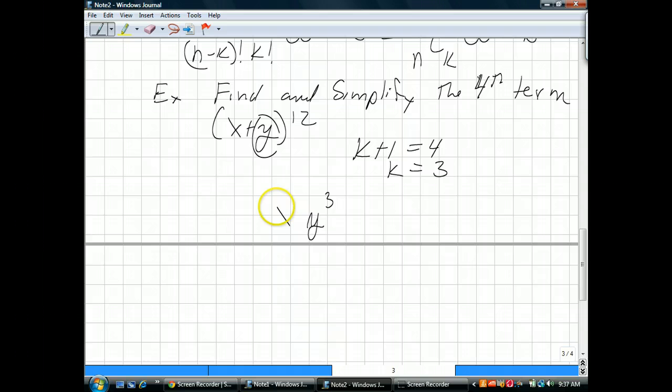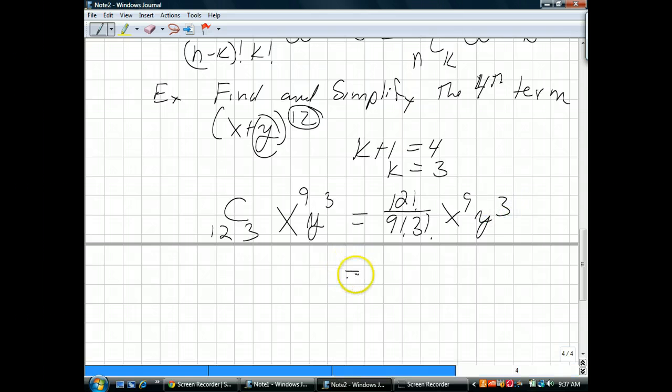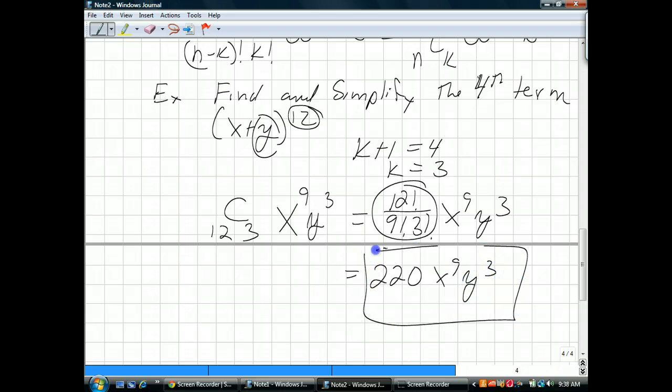So then it's going to be x to the what? Because remember, the exponents have to add up to 12, so it's going to be x to the 9th. Then it's going to be combinations of 12 things taken 3 at a time, or 12 factorial over 9 factorial 3 factorial, x to the 9th, y to the 3rd. Then to simplify that, this comes out to 220, x to the 9th, y to the 3rd. So this would be the fourth term of the expansion.